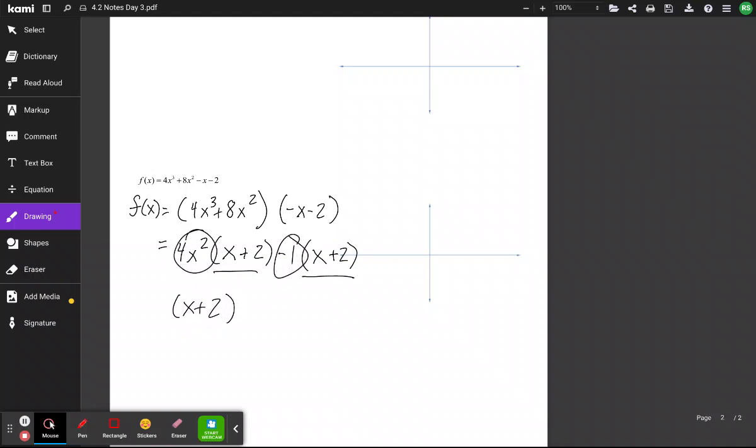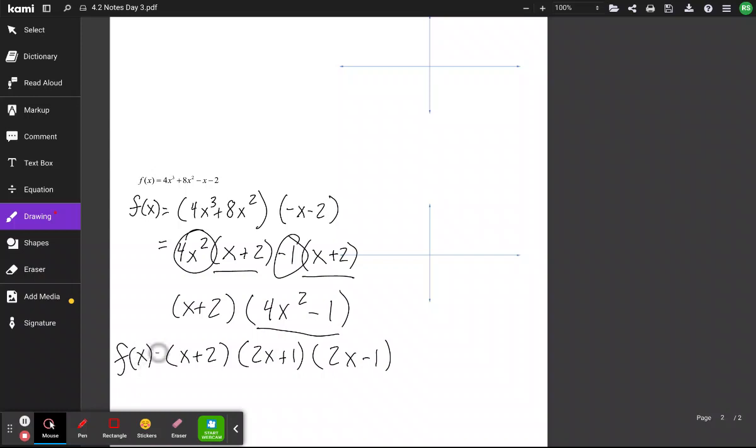And then if I factored out an x plus 2, what am I left with? I'm left with 4x squared minus 1. So far, so good. Recognizing this is a difference of squares, we can factor it a little bit further. 2x plus 1, 2x minus 1. All right, now I've got my function fully in factored form. So let's talk about our zeros. We have negative 2, negative 1/2, positive 1/2.